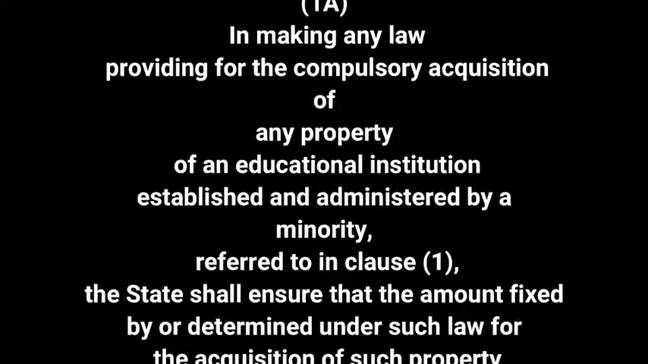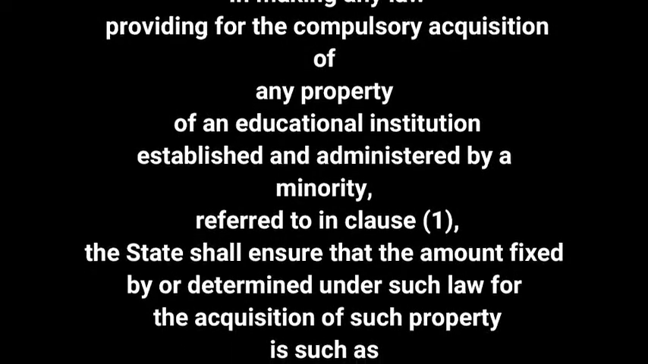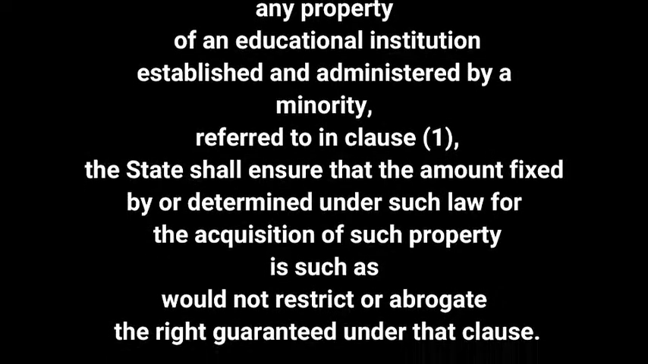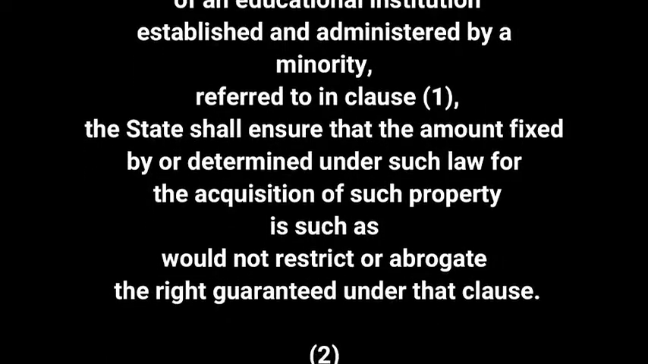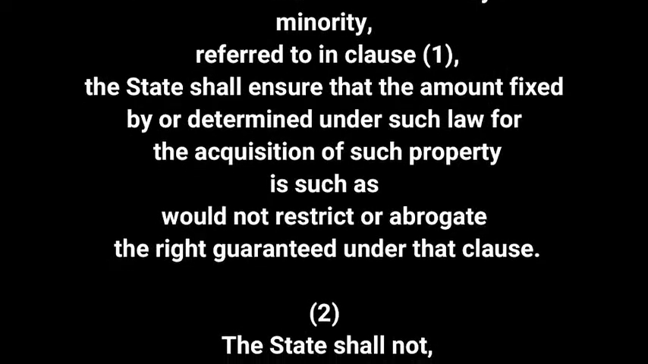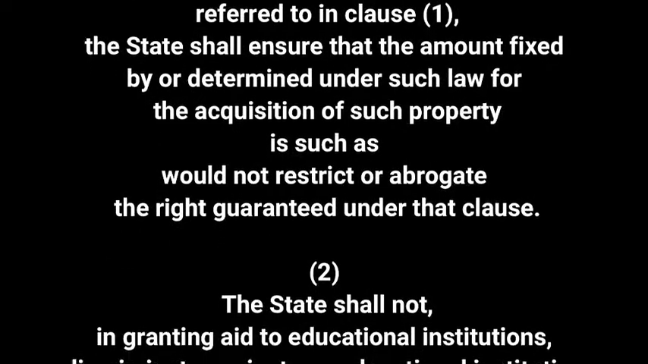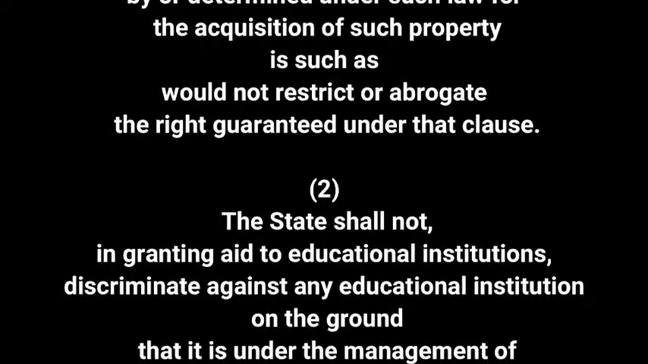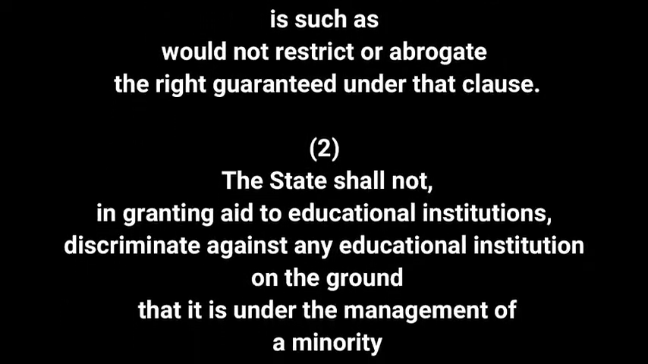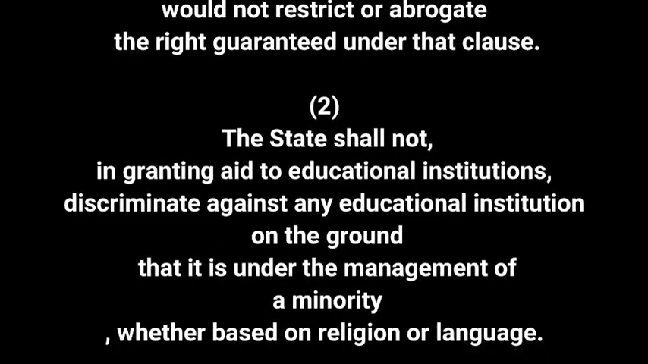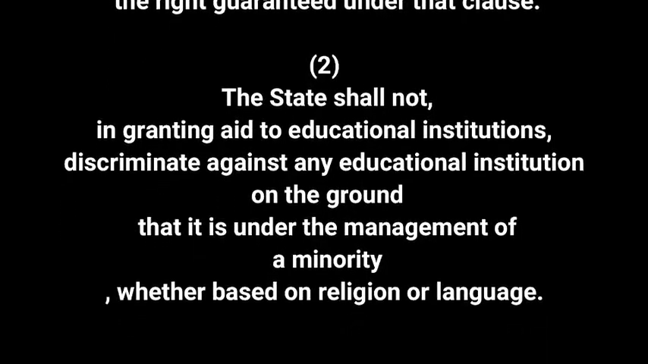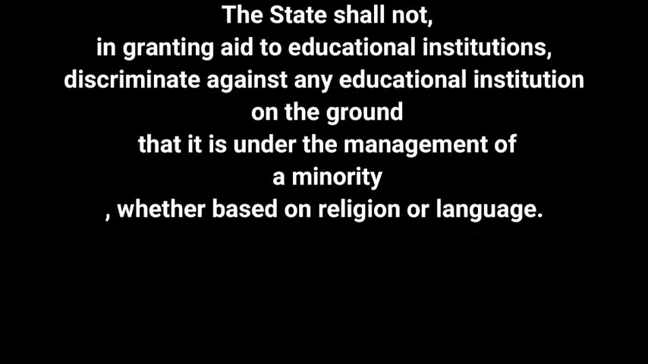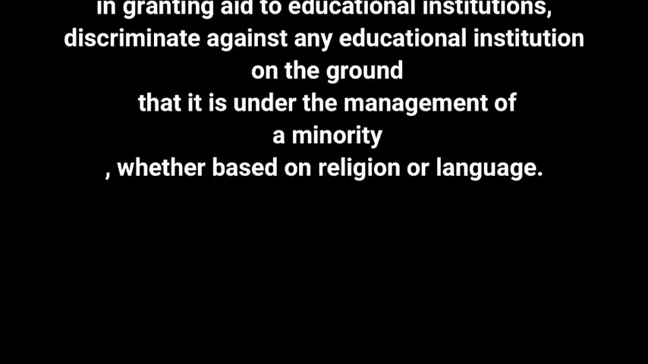the state shall ensure that the amount fixed by or determined under such law for the acquisition of such property is such as would not restrict or abrogate the right guaranteed under that clause. 2. The state shall not, in granting aid to educational institutions, discriminate against any educational institution on the ground that it is under the management of a minority, whether based on religion or language.